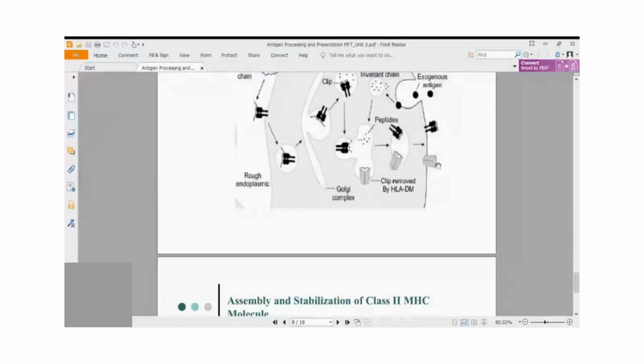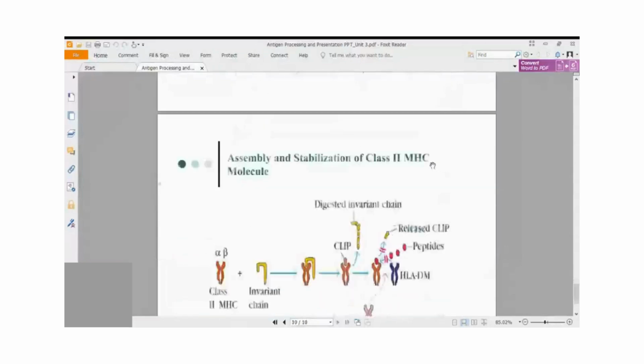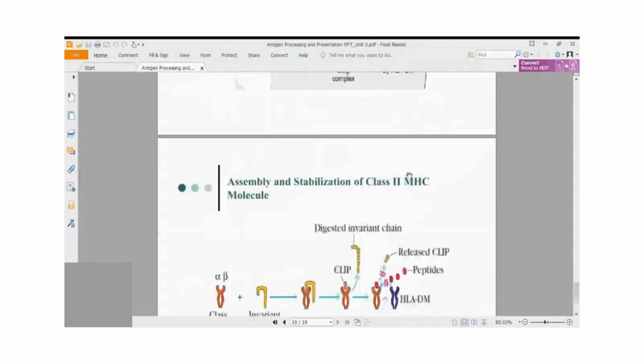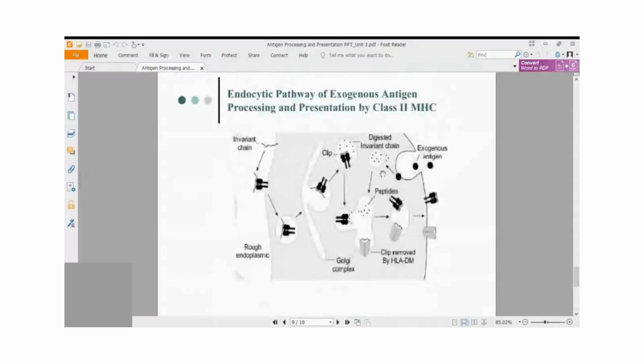HLA-DM of clip protein. And that is what is represented in this diagram here. So the HLA-DM will snatch the clip protein and make the groove available for the peptides that are generated from the lysosome by the digestion of exogenous antigen. So that is how the antigen cell processes the antigen of exogenous origin and presents it on the class 2 MHC.